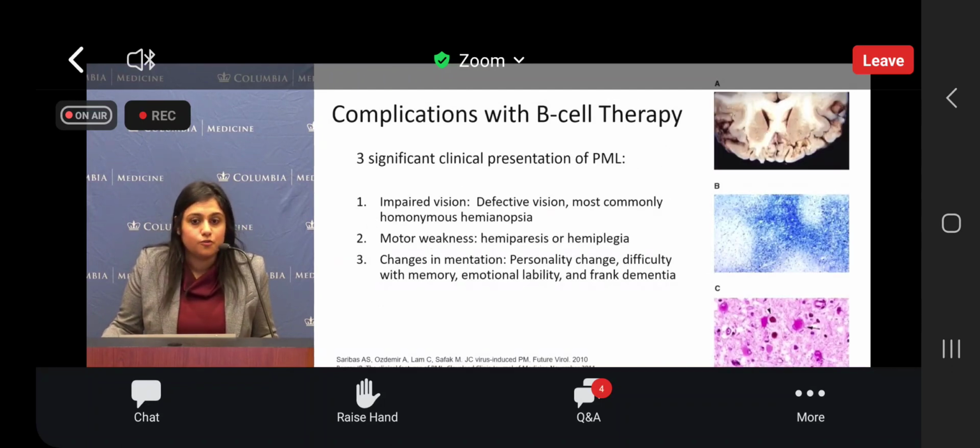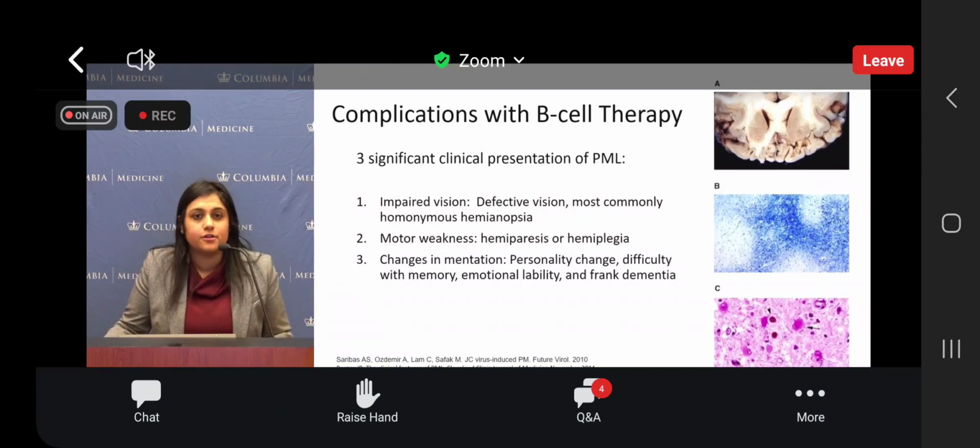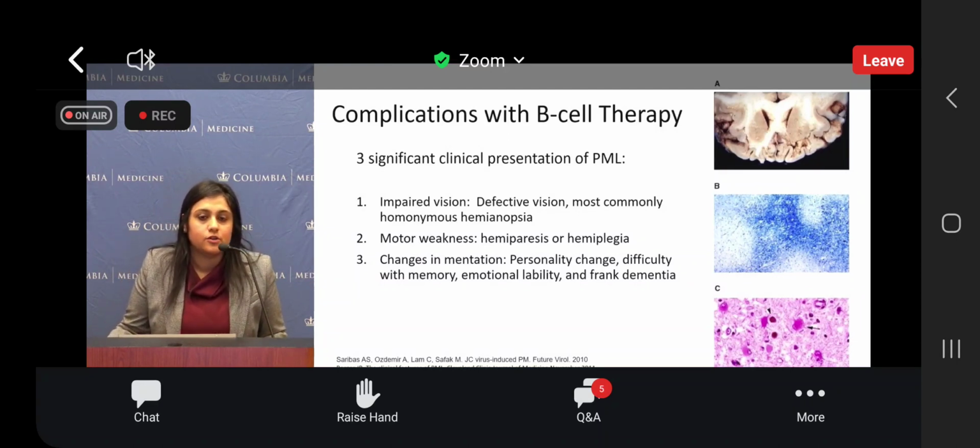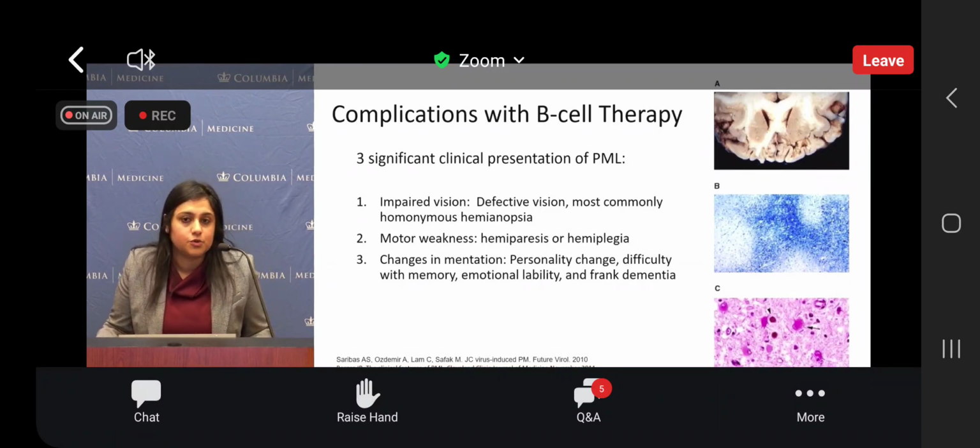Just to briefly go over PML, there are 3 significant clinical presentations of the disease. Patients would present with impaired vision, so they might describe defects in their vision. They may have motor weakness as well, hemiparesis or hemiplegia, as well as changes in mentation, including personality changes, difficulty with memory, emotional lability, or frank dementia.